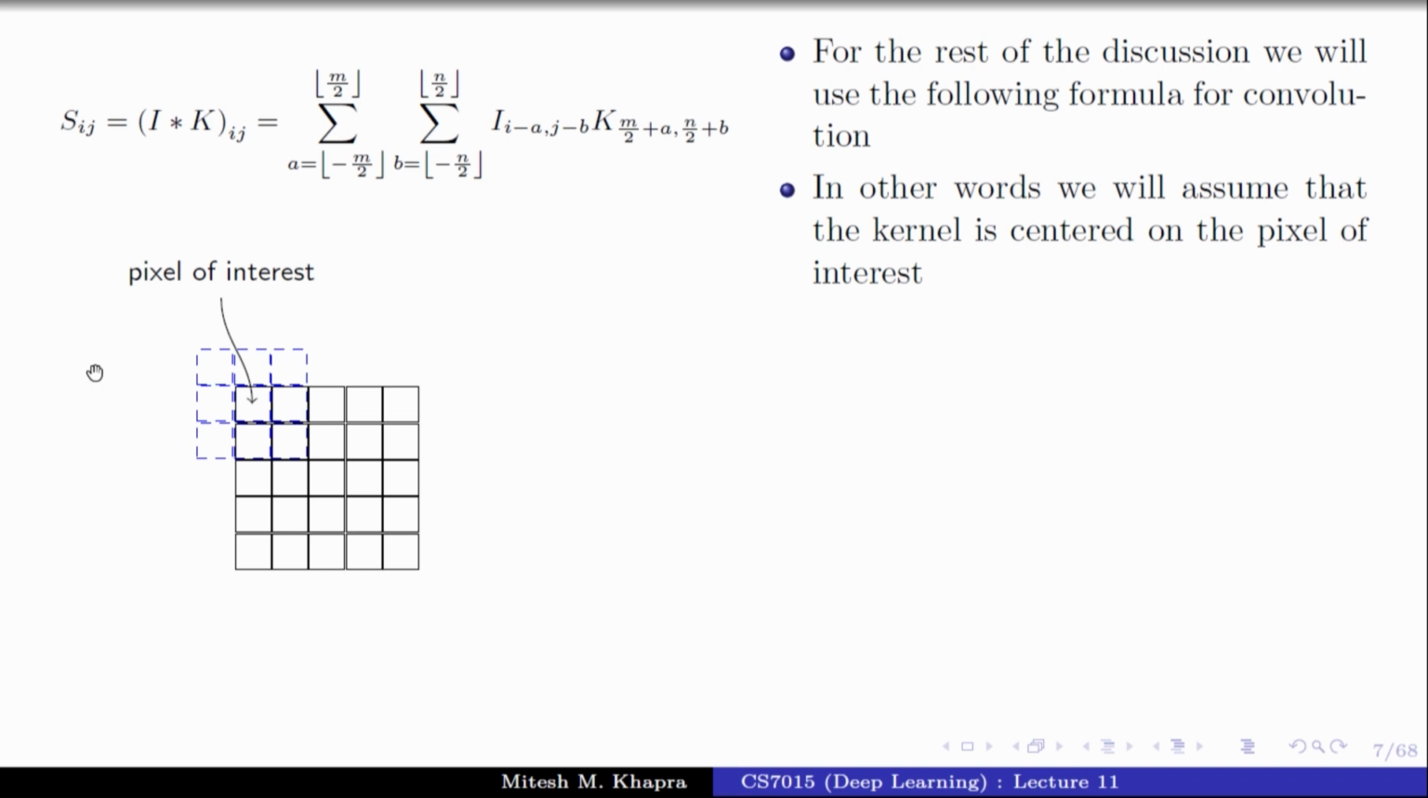That means left, right, top and bottom. Earlier I was just looking at right and bottom. Now I'm looking at left, right, top and bottom. That makes more sense, right? Have all the neighbors around it instead of just having neighbors in one direction. Is that okay? Fine. So that's the convolution formula that we'll use now.